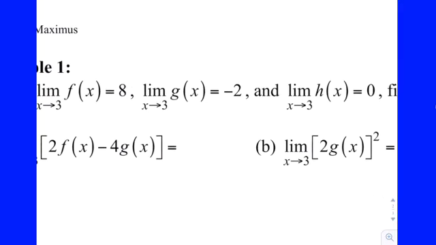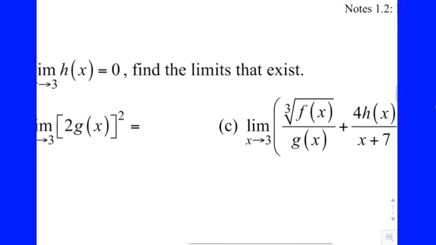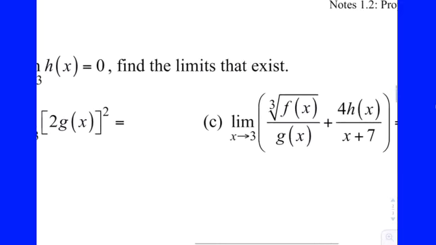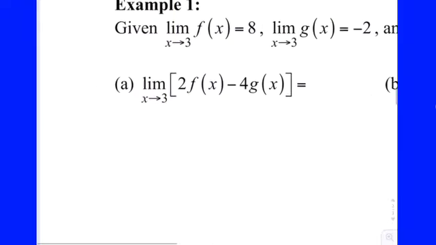Do we know if those functions are continuous at 3 or not? No, because all we have information about is the roads. The function value, which is the bridge, may or may not exist. We just know information about the general limits. Now we can find the limits of the following that exist, okay?